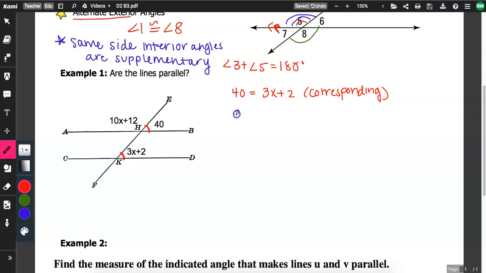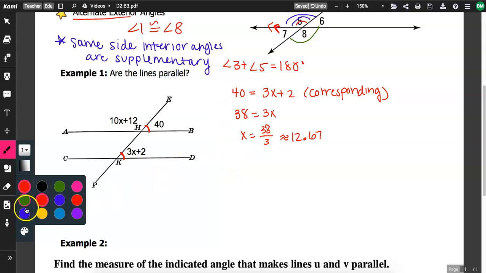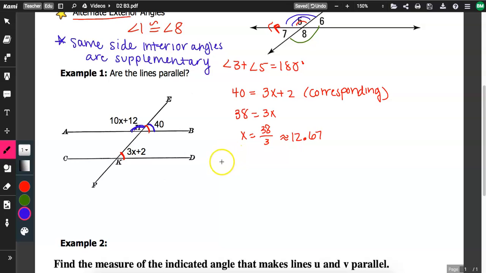So let's solve for x here. 38 equals 3x. Oh, we're going to get a gross fraction. X equals 38 over 3, which is about equal to 12.67. Okay, well, let's see what else should be true if these are actually parallel. What else do we have? These angles here, EHB and EHA, those form a straight angle. So when I add those, I should get 180 degrees because it's a straight angle.